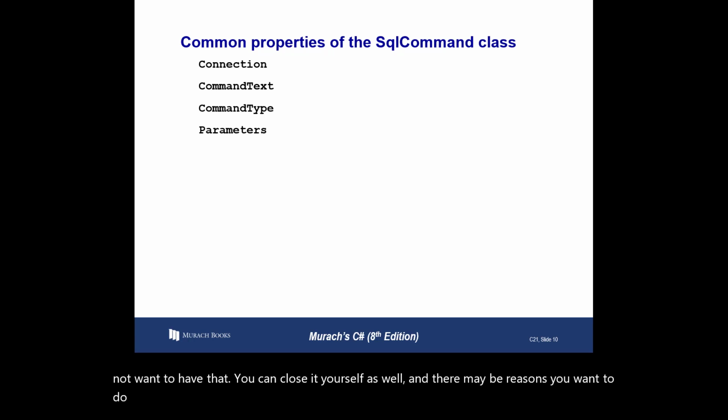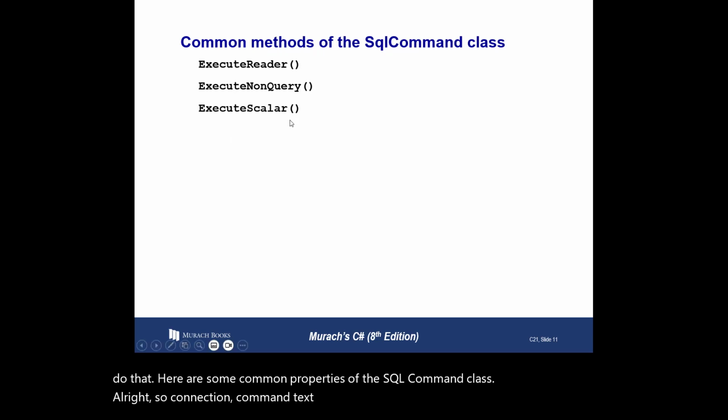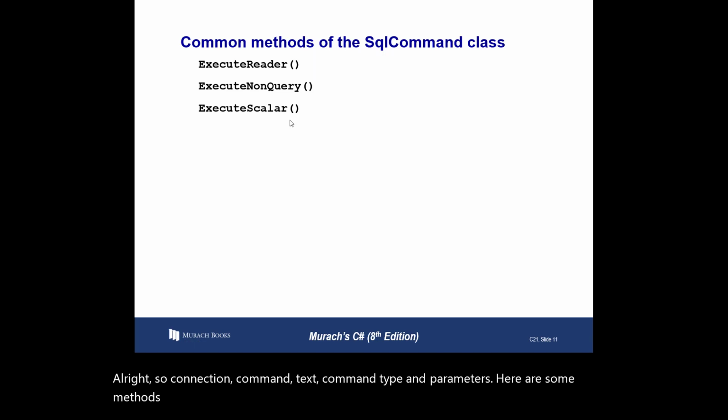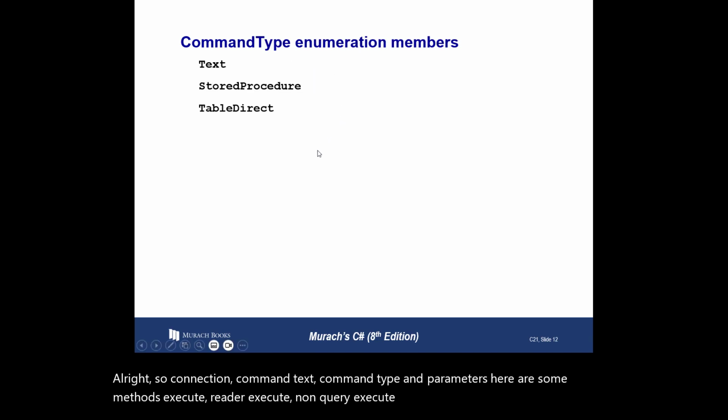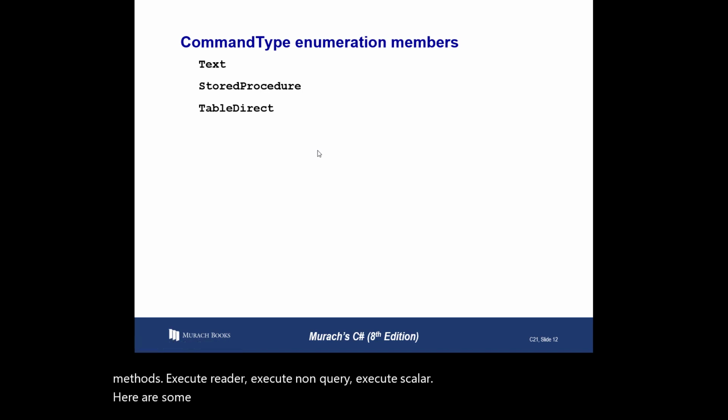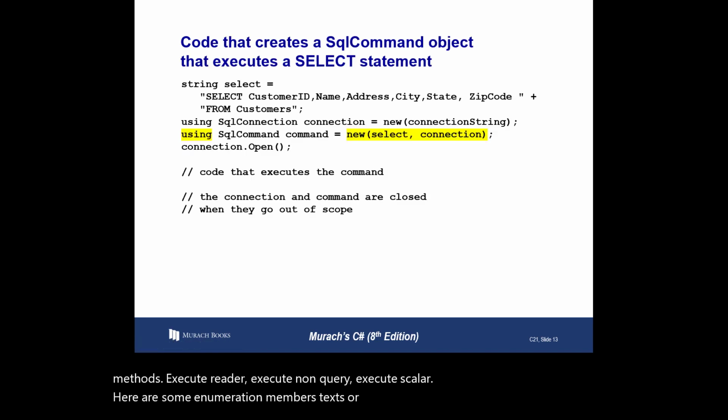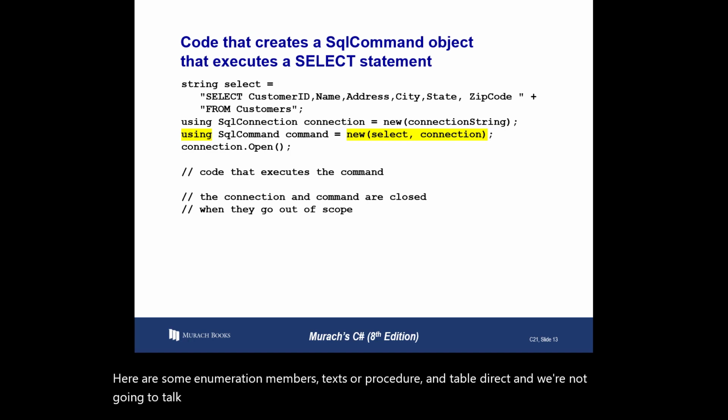Here are some common properties of the SQL command class: connection, command text, command type, and parameters. Here are some methods: execute reader, execute non-query, execute scalar. Here are some enumeration members: text, stored procedure, and table direct. And we're not going to talk about all of these, just so you know.